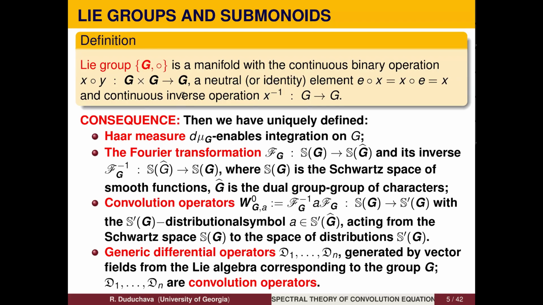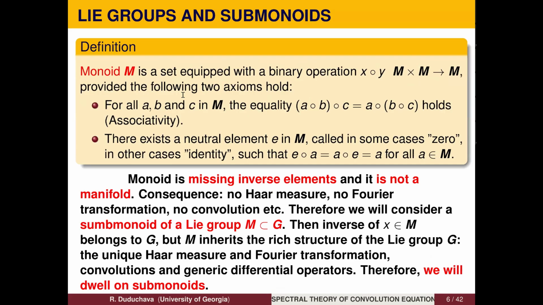And surprisingly, these differential operators defined by these vector fields from the Lie algebra are convolution operators again. They are represented as the Fourier transform multiplied by a symbol and the inverse Fourier transform. So this is a very interesting object, the Lie group. Now what is this submonoid?